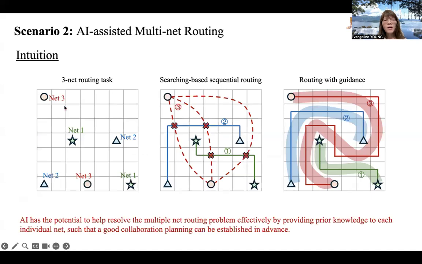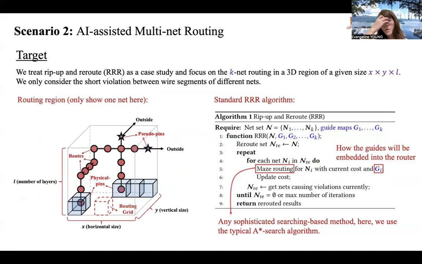Okay, so some intuition is here. Suppose we have 3 nets. If we use a sequential approach, we need to rip up and reroute several nets several times before we can come up with a feasible solution, while the feasible solution may be something like this. So we would like to use AI to learn this guide for the nets. They will consider the paths of other nets in order to generate a guide for each individual net.